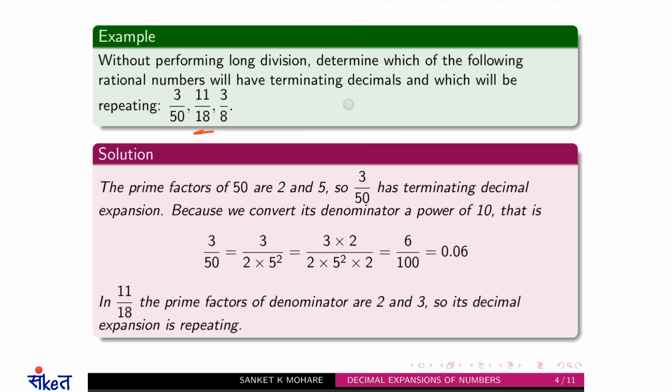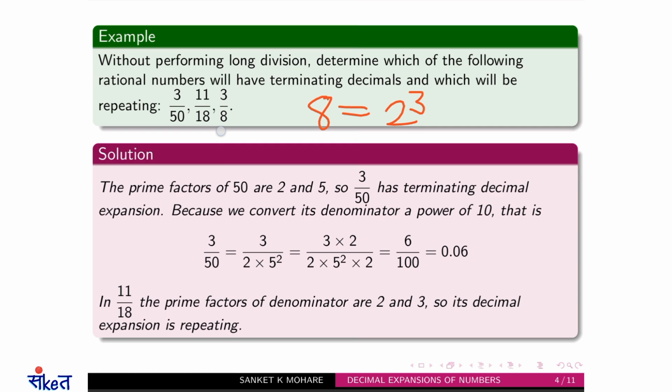Next rational number is 11 by 18. So the prime factors of 18 are 2 into 3 square. Here we have a prime factor other than 2 and 5, that is 3. Even though here we have the prime factor 2, it does not mean that the decimal expansion terminates, because the prime factors should be only 2 or 5, not other than 2 and 5. Here we got the prime factor 3 also. That's why its decimal expansion is repeating.